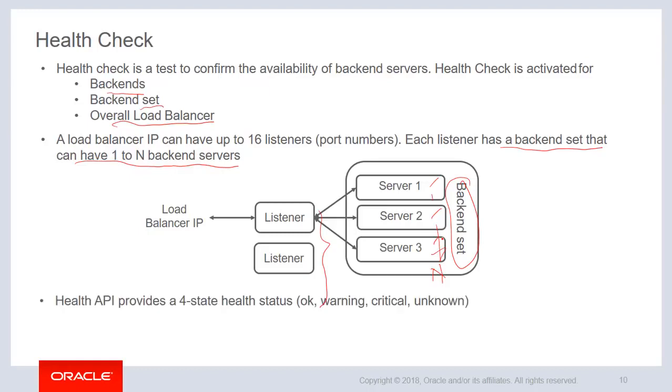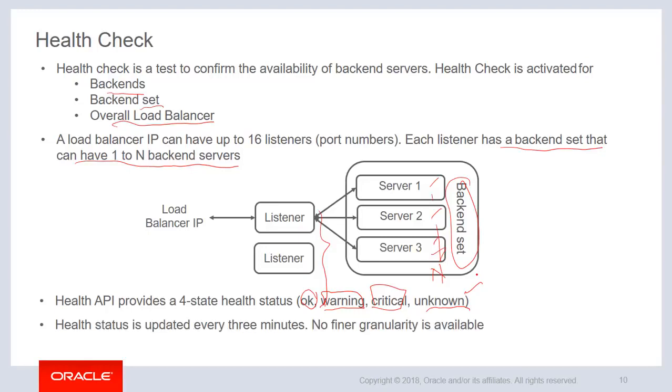Now the health API provides a 4-state health status. If everything is good, it says okay. If there is a warning, it will give you a warning. There is something called critical, meaning something is definitely broken. Maybe your backends have a problem, or the web server is not responding on the backend. And there is something called unknown. If you create a backend set but you don't add a backend in there, for example, the load balancer doesn't know what is going on, right? So in that case, it will return an unknown status.